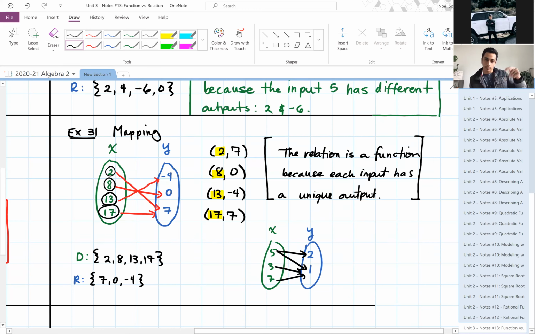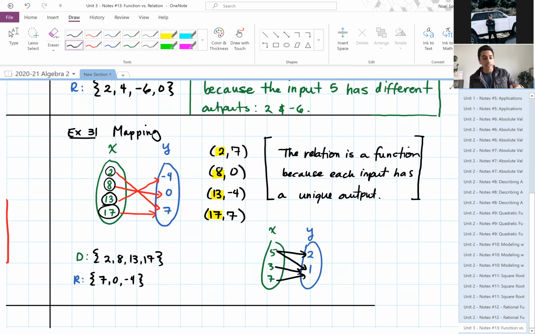Okay. The bottom one is a relation. Which one is the problem? Yeah, 5 is the problem, right? Because what is 5 doing? It has two different outputs, exactly. It doubled up, in terms of like it went to 2 and it went to 1. And that's not right. We can't have that if we want a function. It's a relation, that's okay, but 5 was the problem.